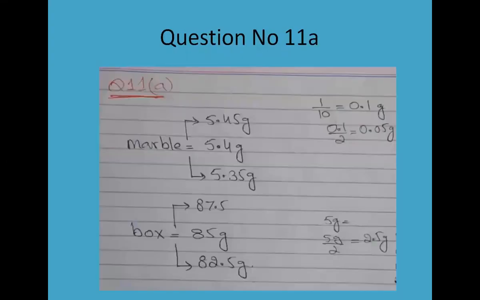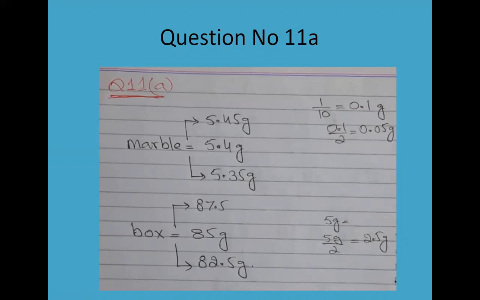So here we go. That's the A part. The marble is 5.4 grams. It is correct to the tenth of a gram. So tenth means 1 by 10, that is 0.1 gram. Divide 0.1 gram by 2, you get 0.05 grams. Add this to and subtract this value from the main measurement. So 5.4 plus 0.05, you get 5.45 grams. That's the upper bound. Then from 5.4, subtract 0.05 gram, you get 5.35 grams, and that's the lower bound.